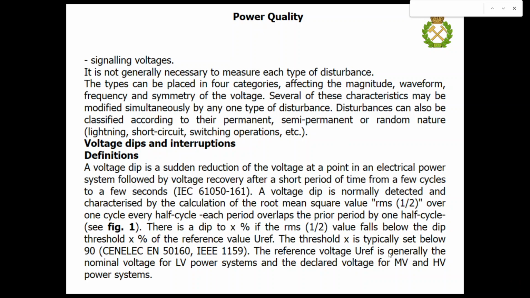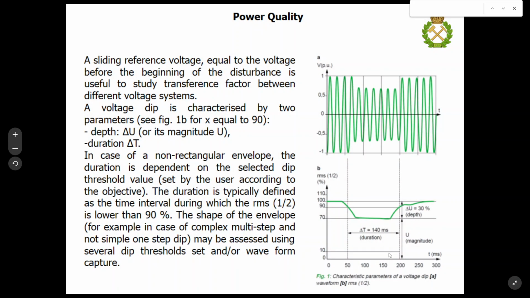Also, not only harmonics present a poor quality level, also voltage dips and interruptions are one of the main problems in the power quality area. For some equipment, any voltage dip, also a small voltage dip, can be dangerous. For example, the depth of such voltage dip and its duration. Here you may see some example of such voltage dip and its duration.